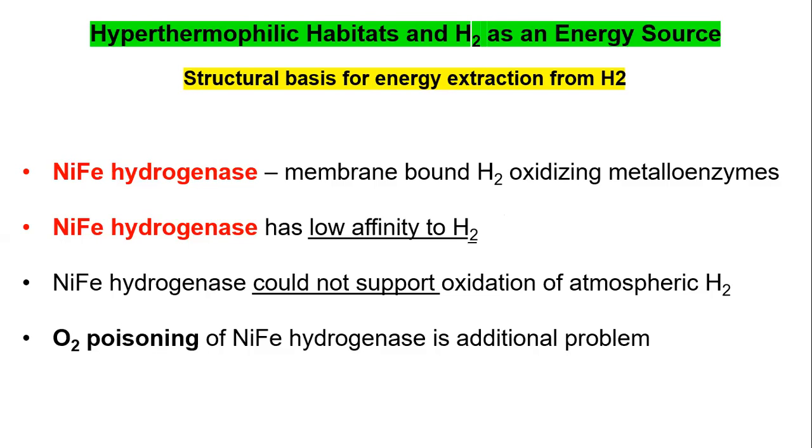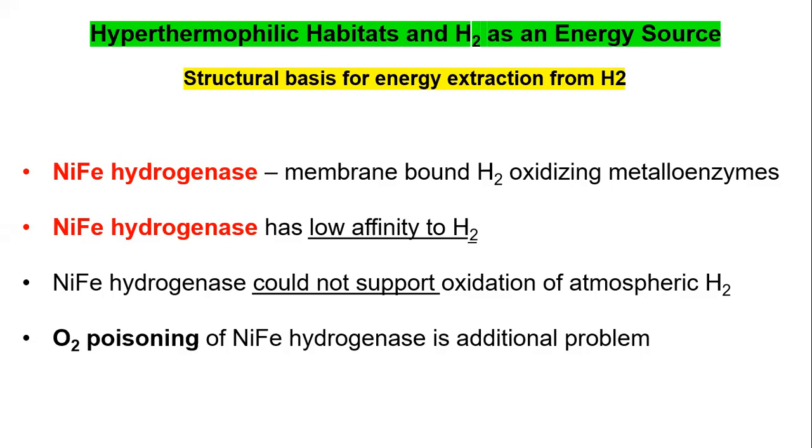So if it has low affinity for hydrogen, that means this enzyme could only function when there is a ton of hydrogen. Now we don't have that. So this enzyme, hydrogenase with low affinity for hydrogen, could not support atmospheric hydrogen oxidation, plus oxygen poisoning. So it wasn't really oxygen yet.